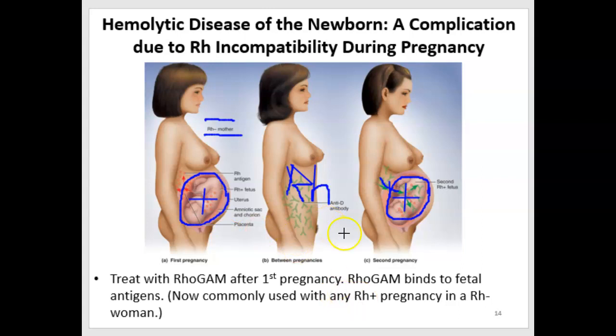they treat with some kind of a drug. We're going to use this one. This one's trademark is ROGAM. And what ROGAM does is it binds to the red blood cells in the baby. So it basically hides the Rh factor on the fetus's red blood cells. So now the antibodies can't bind to it. So the ROGAM binds to fetal antigens on their red blood cells.